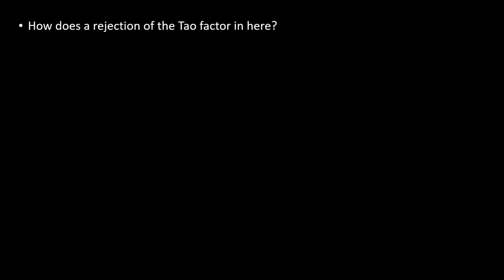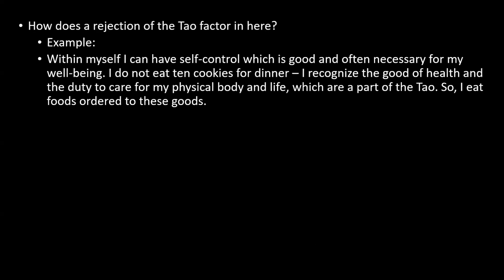And so again, how does the rejection of the Tao factor into this? One example: let's say within myself as a human being, I can have self-control, and this self-control is good and it's often necessary for my well-being. If I were to decide to eat 10 cookies for dinner, and that's all I had every night, I recognize that there is a good of health and there's a duty to care for my physical body and my physical life. This is part of the Tao. Part of the natural moral law says that there is a good of health and a good of life, and I have a duty to take care of my health and my life.